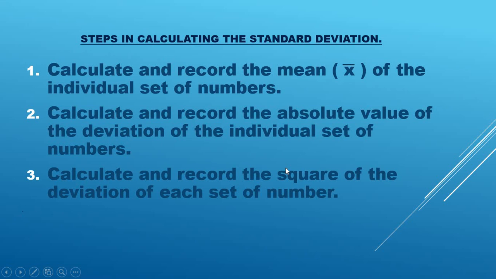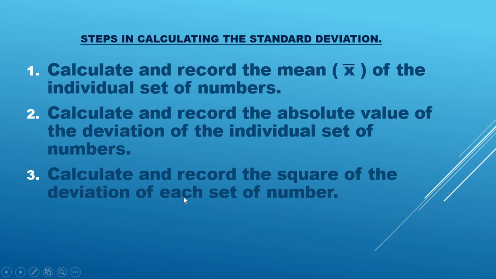After recording the absolute value, next is to calculate and record the square of the deviation of each set of numbers. You'll be squaring the absolute values of the deviation that you've derived from the calculation in step 2. You square them to get the square of the deviation of each of the numbers, and you record them accordingly.